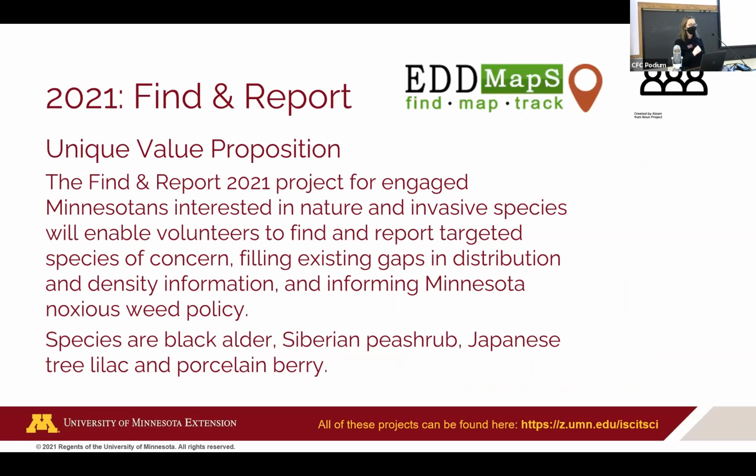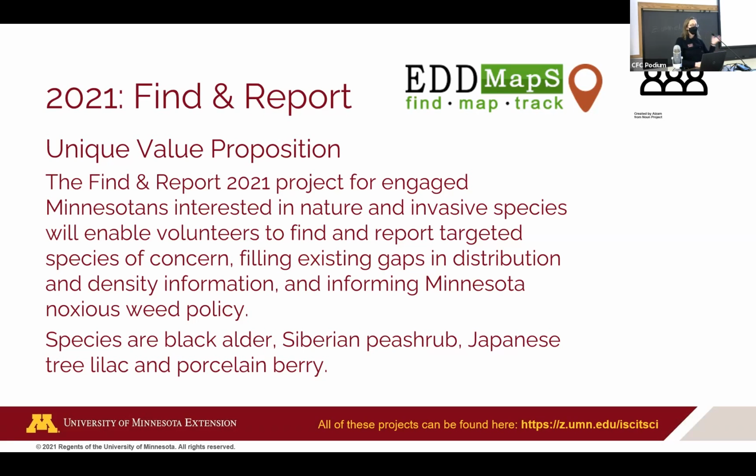So switching gears, a different project. So this is Find and Report. So it's a bit akin to the squirrel hunt, but a bunch of species. So the Find and Report 2021 project will engage Minnesotans interested in nature and invasive species, will enable volunteers to find and report targeted species of concern, filling existing gaps in distribution and density information, and informing Minnesota noxious weed policy. I just got smarter about it. Like, that's what I'm hoping to do here.